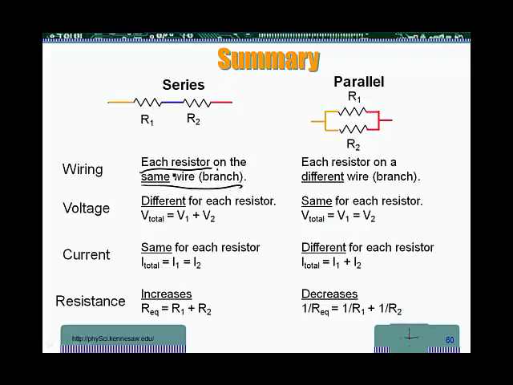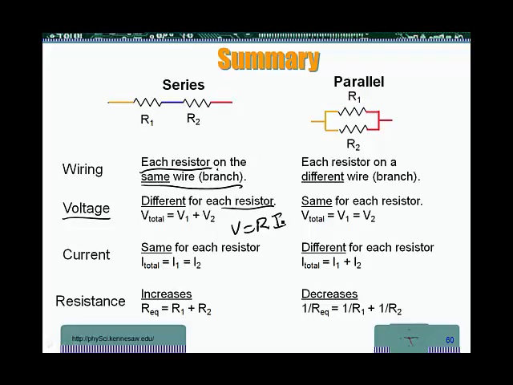Now, because of that, if the resistors are different, the voltage across each of the resistors is going to be different. Remember that the voltage is given by Ohm's law, R times I. V is equal to R times I. The overall voltage over resistors that are in series, we can find it by adding the various voltages.